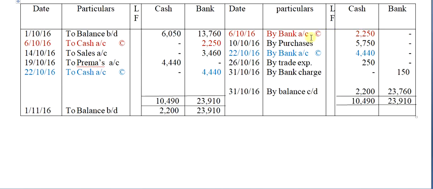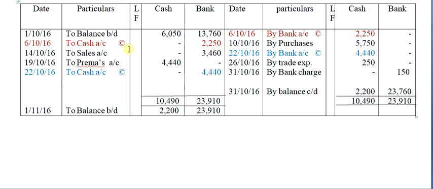2250, it reduces. It is a contra entry. Why is it a contra entry? Because the cash balance reduces and the bank balance increases, 2250. So the opposite for cash is nothing but by bank account. This cash balance moves to the bank on which day? 6/10/2016. Same, it affects the debit side.